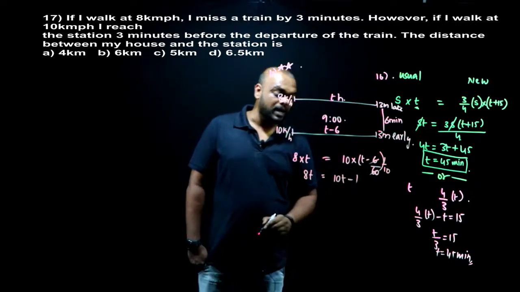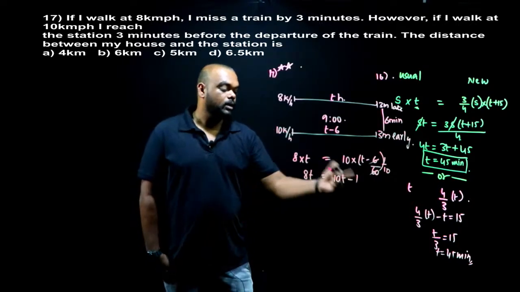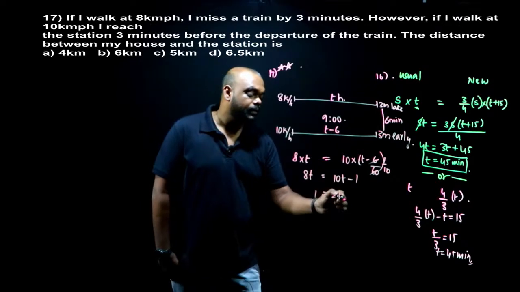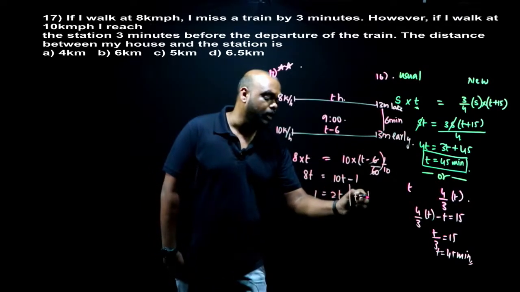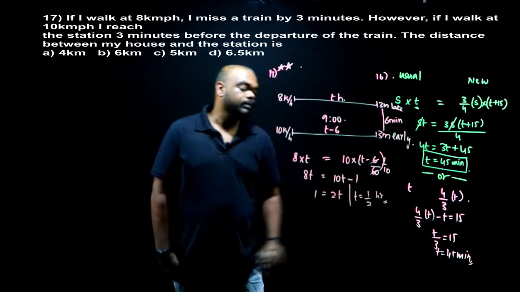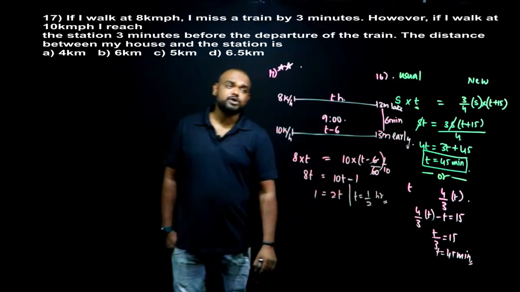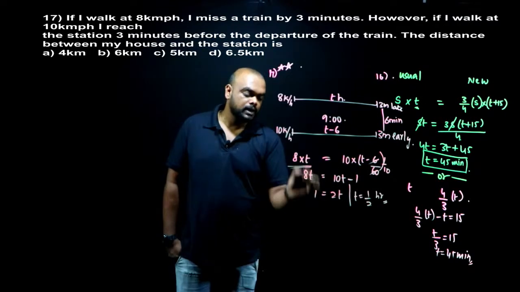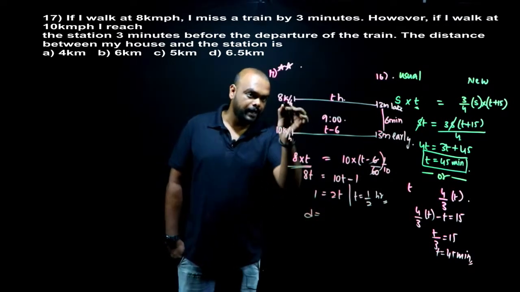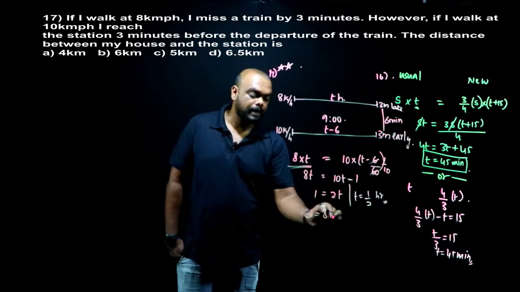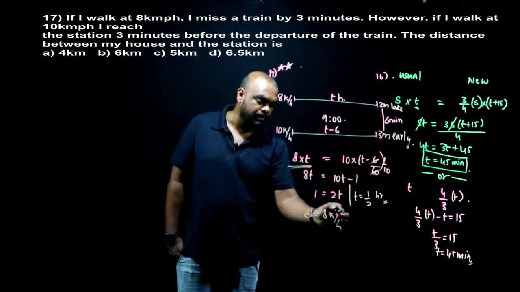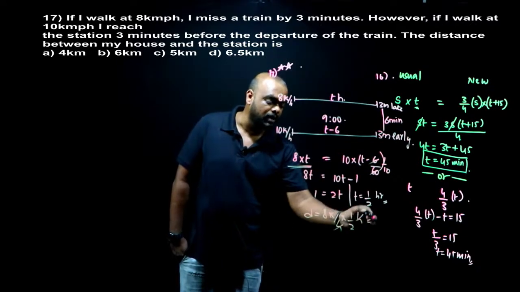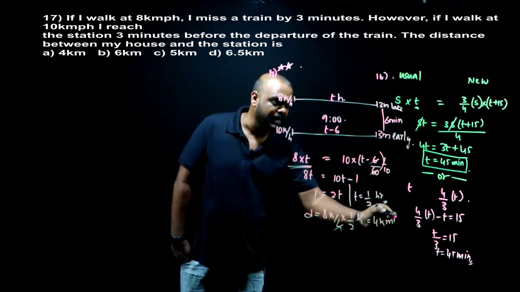10 cancel. I'll get 1. Okay. What happens here? 1 comes this side, 8t goes that side. We'll get 2t equals 1. Then I'll get t equals 1 by 2 hours. Half an hour. But what do I want? I want the distance. You apply either here or here, you'll get the answer. If I apply here, distance is speed into time. Speed 8 km per hour into time taken, t hours, which is 1 by 2. Hours cancel. 8 into 1 by 2 is 4 kilometers. That must be my answer.